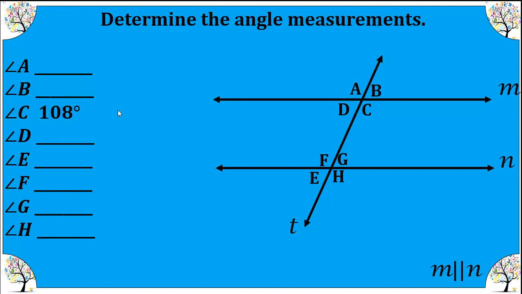So let's take a look to see what's given. Angle C is 108 degrees. So that's this measurement. So we can go in many different directions. I can easily see that A and C are vertical, therefore they're congruent. So angle A is also 108 degrees. Now, if we continue with all the angles that are congruent to A and C, we can go ahead and write these in our diagram.